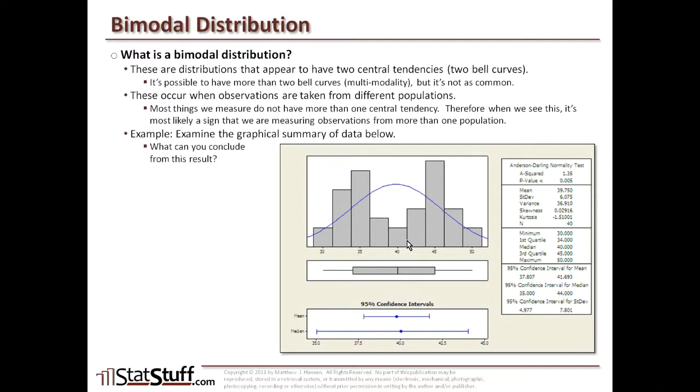So what are some of the things that we can conclude from this result? Well, it looks like, according to this, if we were to look at the mean, 39.75, and the median at 40, well, those are almost identical to one another. So according to this, the mean and the median are about the same, which is a characteristic we expect for a normal distribution.